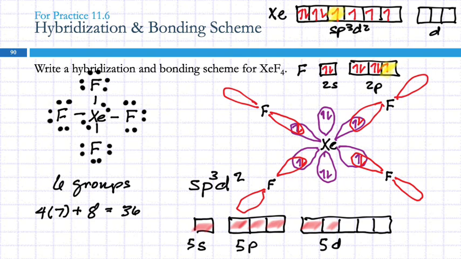So it's a sigma bond between xenon and fluorine. And then in the parentheses, we tell what kind of orbital that element is using. So all four of these bonds have the same description. They're all sigma bonds between an sp3d2 orbital on xenon and a p orbital on fluorine. Any questions?